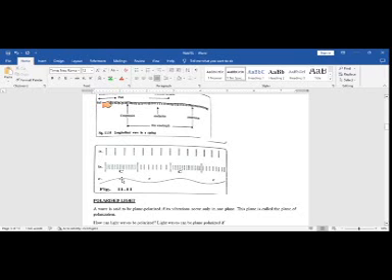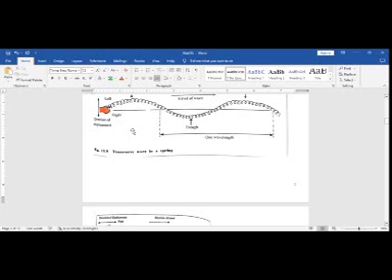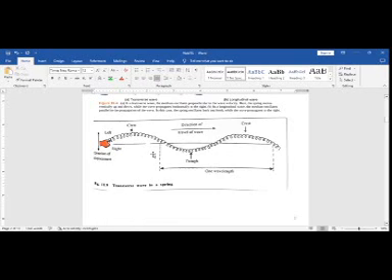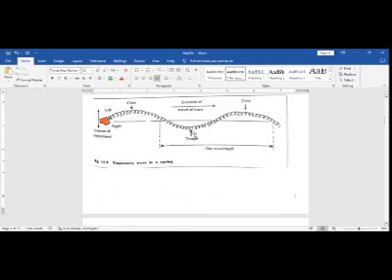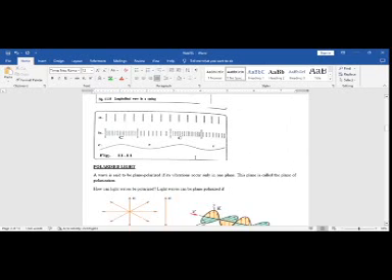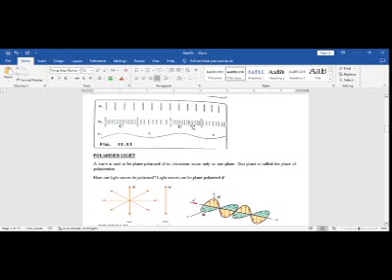So where you have the compression is similar to where you have the crest in a transverse wave. And then where you have the rarefaction or the expansion is similar to where you have the trough in a transverse wave. Okay. I hope you are following what I'm trying to say.